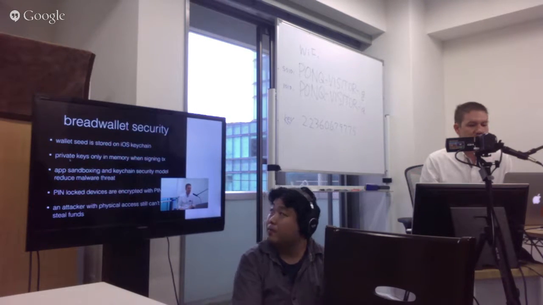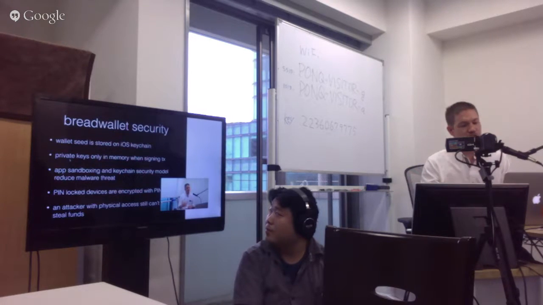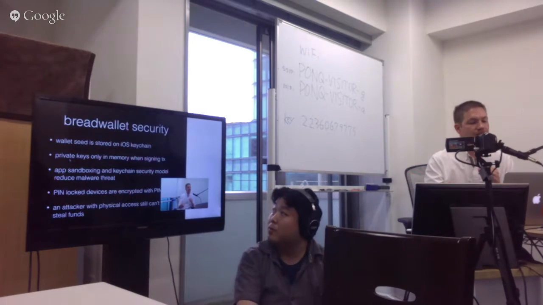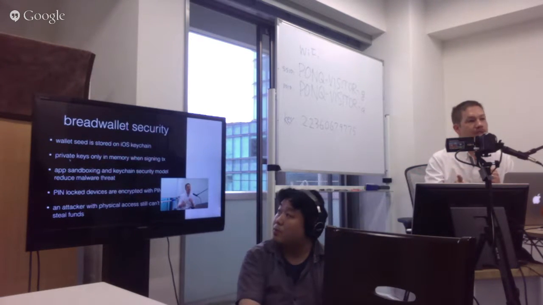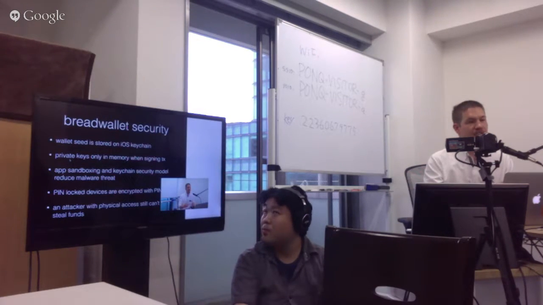We use the iOS keychain to store your wallet seed, and then when you need to make a transaction, it can generate the private keys that you need to sign that transaction at the time that you're making the transaction. So it just loads the seed into memory, signs the transaction, and then clears it from memory right away, so that your private keys are only in memory for a very short time, and only when you're signing a transaction.